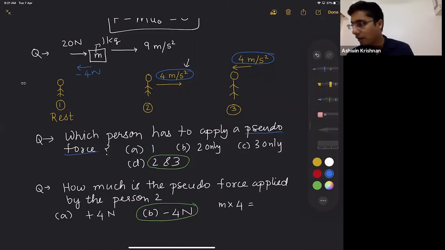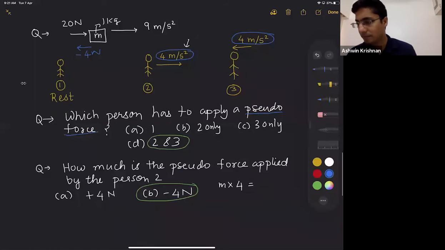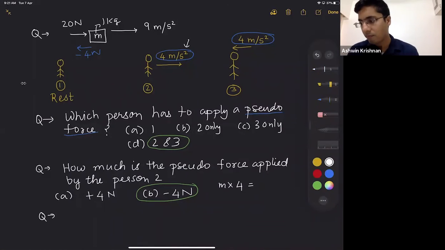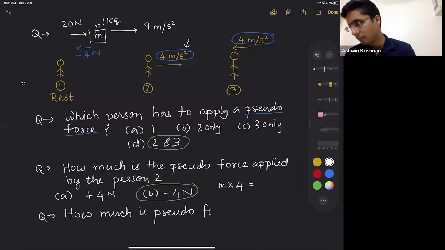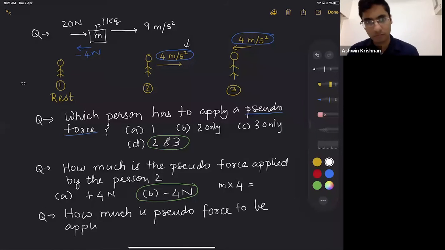Okay. Now, what will be the pseudo force observed by person 3? How much is the pseudo force to be applied by 3? Very simple. I'm not even going to raise a poll because this person's acceleration is opposite. The pseudo force by 3 would be plus 4 Newton. So there will be an extra force that it will seem like in the frame of reference of 3.